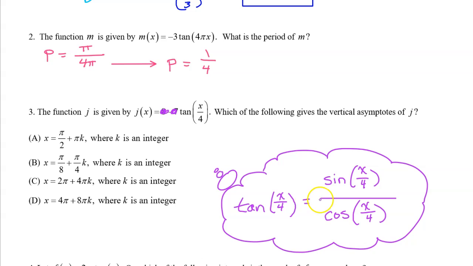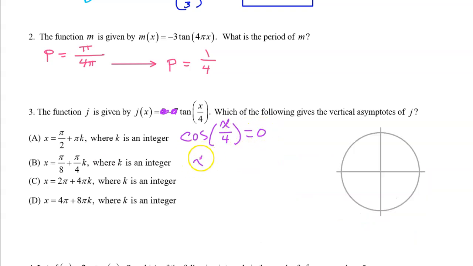I'm going to write this part in a thought bubble because this is not something you need to write down. But you should be thinking the tangent of x over 4 is equal to the sine of x over 4 divided by the cosine of x over 4. A vertical asymptote will occur where the tangent of x over 4 is undefined. That's going to be where the denominator, cosine of x over 4, is equal to 0. Therefore, and this is the first part you need to write down, we need to solve the equation cosine of x over 4 is equal to 0.